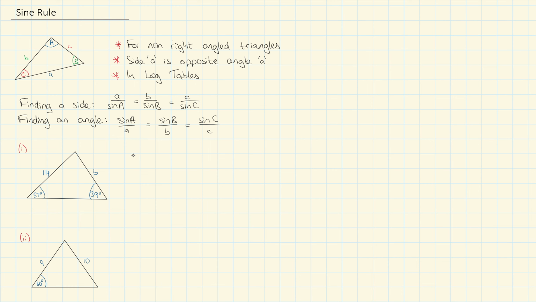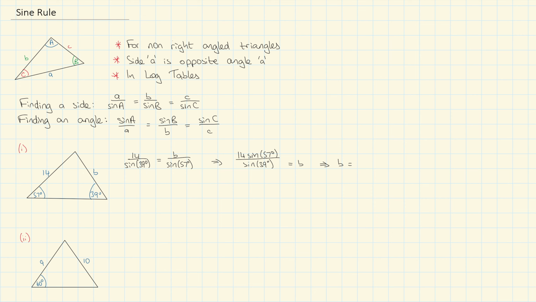So what happens then is I have 14 and we go opposite 14 and we get 39. Sine 14 is going to equal the side B over sine of 57. My goal here is to solve for B, so I need to cross multiply by sine 57. So then I'll get 14 by sine 57 all over sine of 39. It's going to equal B.